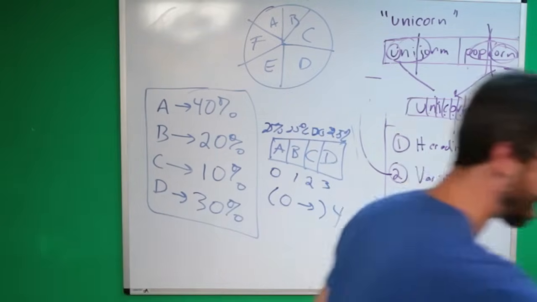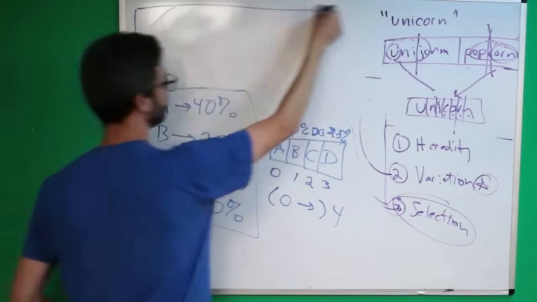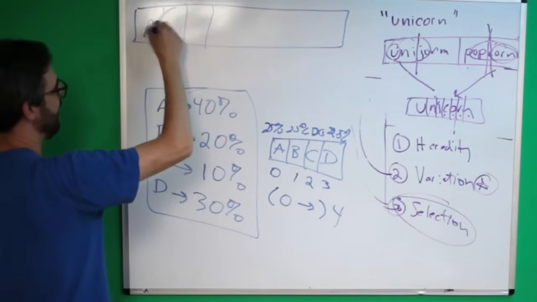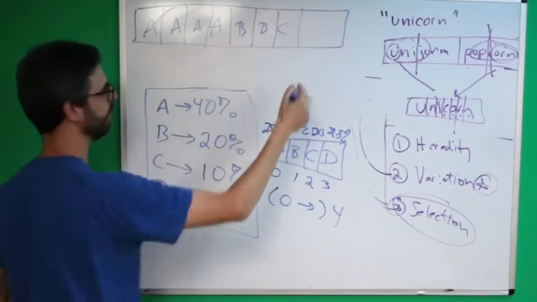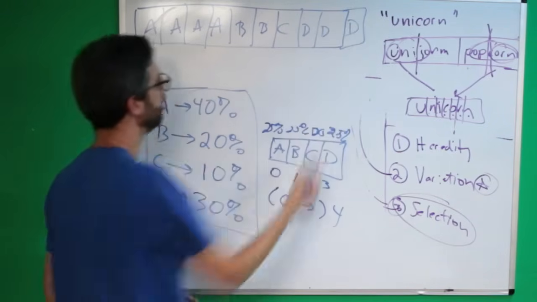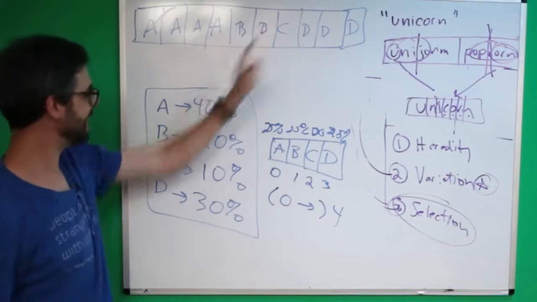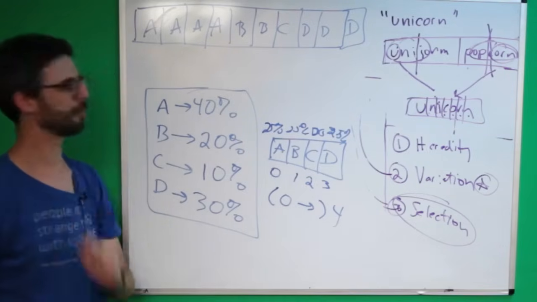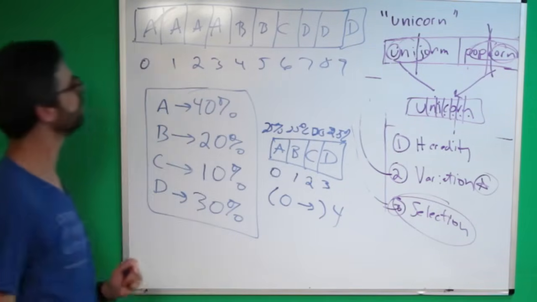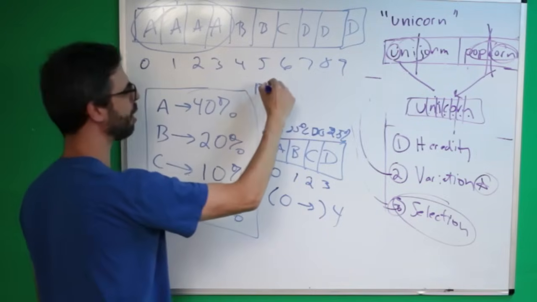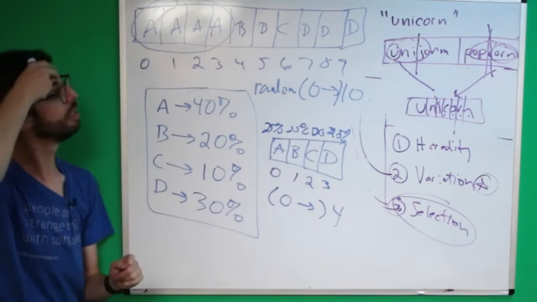What if, however, I were to write the array a different way? So I'm going to write the array like this: A, A, A, A, B, B, C, D, D, D. Notice I put A in that array 4 times, I put B in that array 2 times, C in that array 1 time, and D in that array 3 times. Now, there are 10 elements of the array, 4 of which are A. So if I pick a random value between 0 and 10, not including 10, 0 and 9, right?